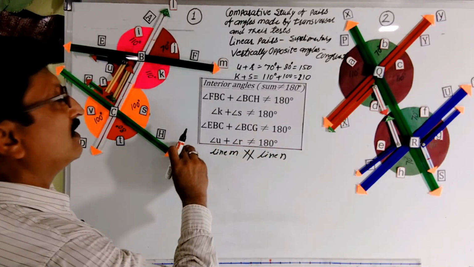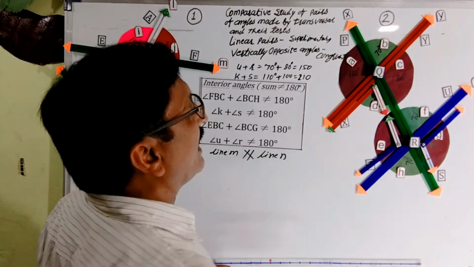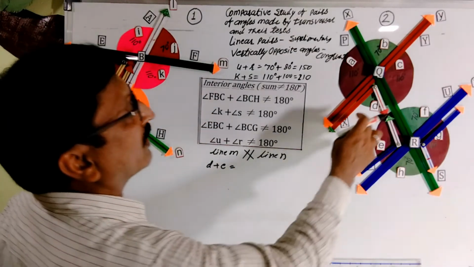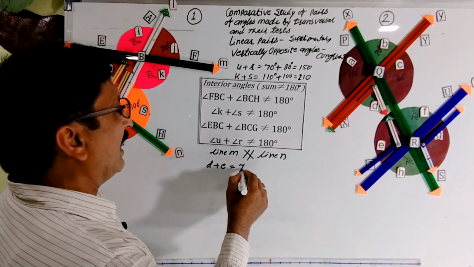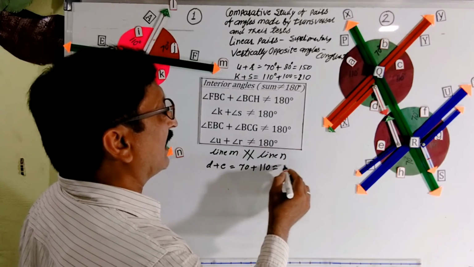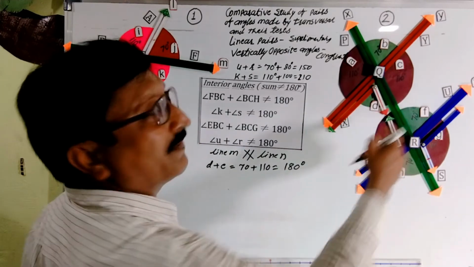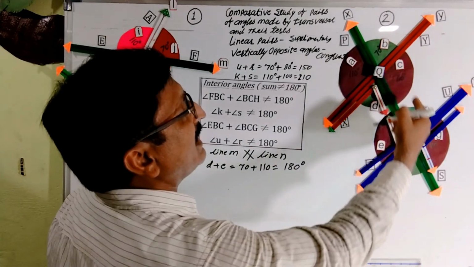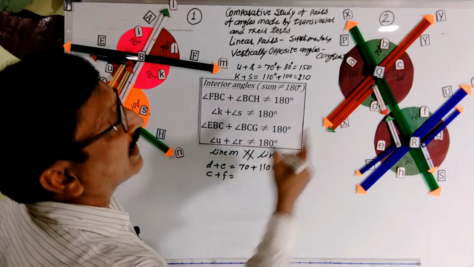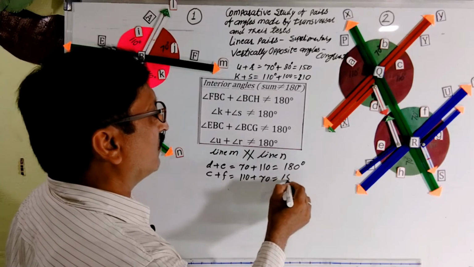Now see in the next diagram, the interior angles given here, one pair, this angle D and angle E. Therefore you can write angle D plus angle E. What is the measure of D? 70 degrees, and the measure of angle E is 110 degrees, and therefore the sum is 180 degrees. Similarly, this is another pair of interior angles. These are C and F, and therefore you can write angle C plus angle F. What is angle C? 110 degrees plus 70, that equals 180 degrees.